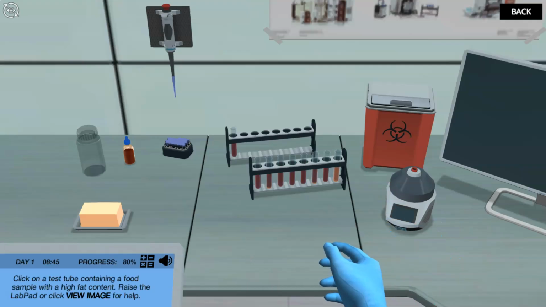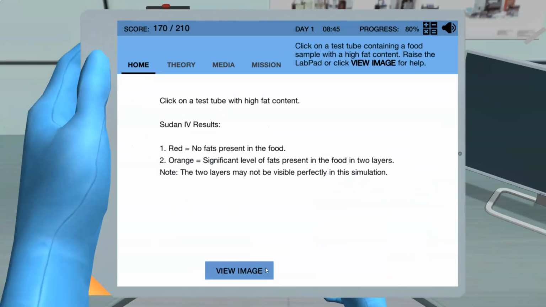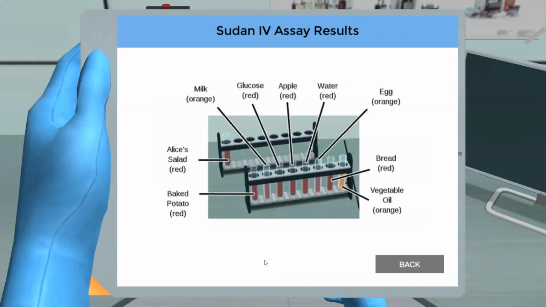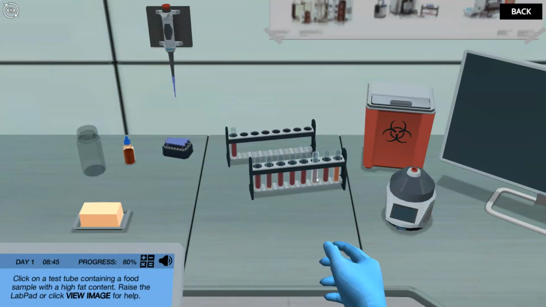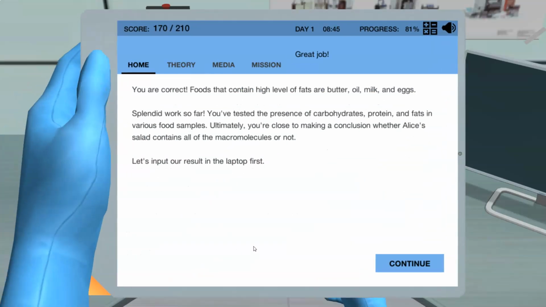Click on a test tube containing a food sample with a high fat content. Raise the lab pad or click View Image for help. You are correct. Foods that contain high levels of fats are butter, oil, milk, and eggs. Splendid work so far. You've tested the presence of carbohydrates, protein, and fats in various food samples. Ultimately, you're close to making a conclusion whether Alice's salad contains all of the macromolecules or not.